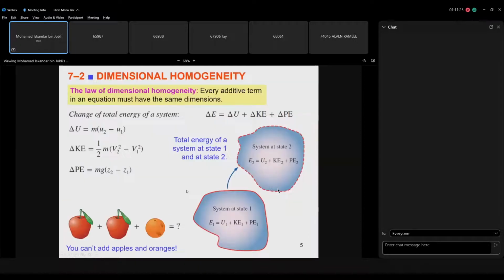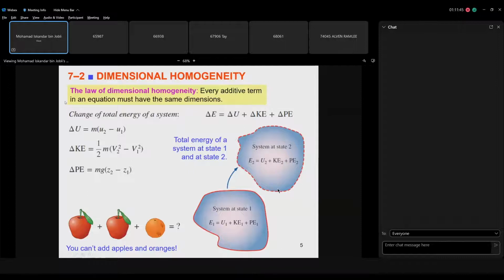Now, I am going to proceed with the second part of the lecture, which is on dimensional homogeneity. Just a few more slides. Don't have to worry. A few more slides, then we get down to the question, because this one is quite strongly related. Okay, the laws of dimensional homogeneity.